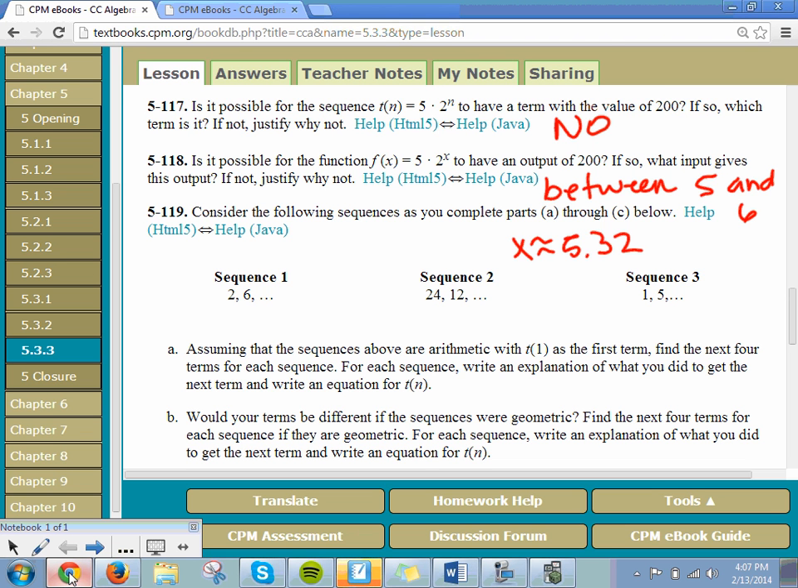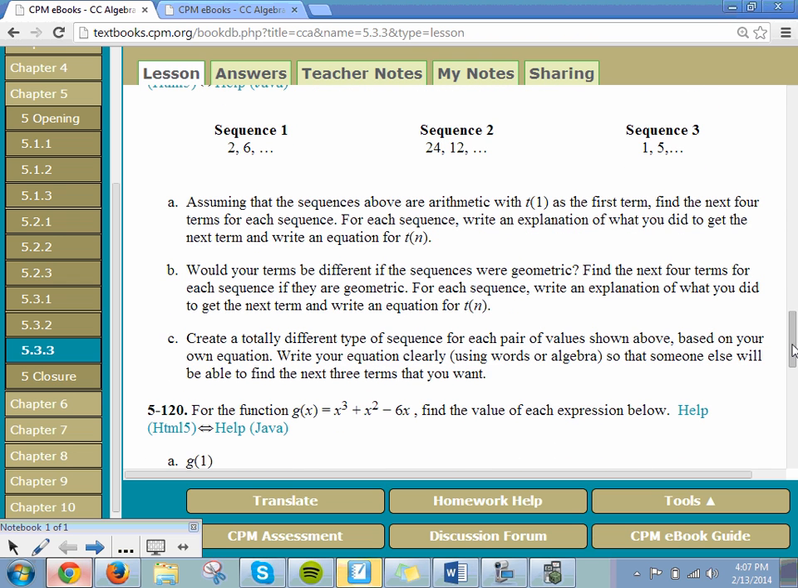In 19, it says to consider the following sequences as you complete parts A through C below. So I'm going to erase what I have and then scroll down for us. We've got 3 sequences, sequence 1, 2, and 3. And then in part A, it says, assuming that the sequences above are arithmetic, so that we're adding a constant, with T of 1 as the first term, find the next 4 terms for each sequence, and explain how you get that one, and write an equation.